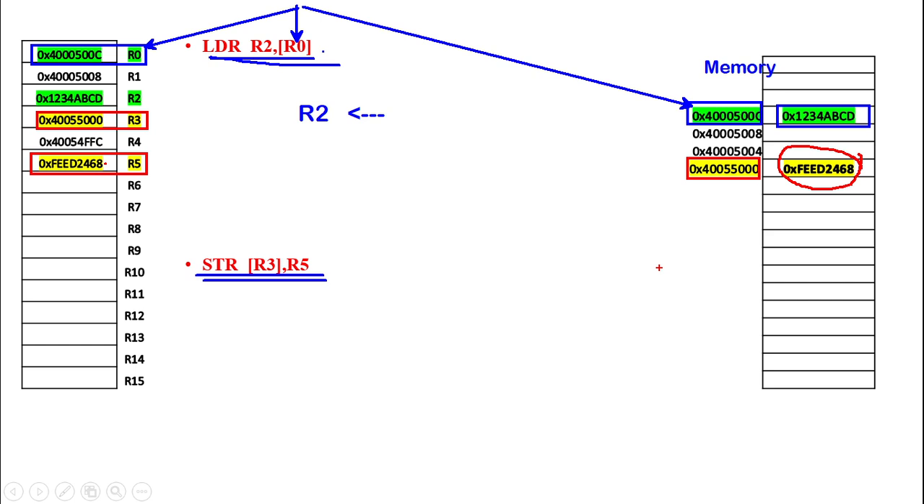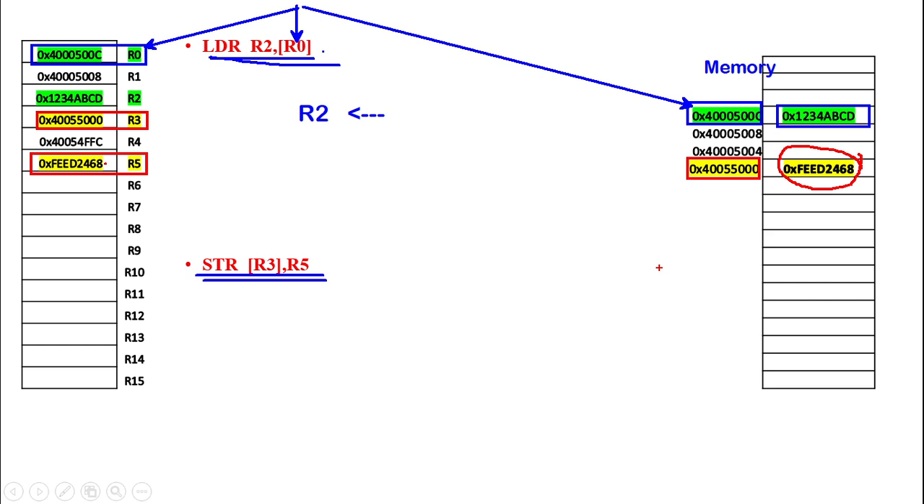So this is called load and store architecture. Loading data from the memory pointed by a register to one of the registers is called load, and store means storing data from the register to the memory pointed by one of the registers. This process is called load and store.